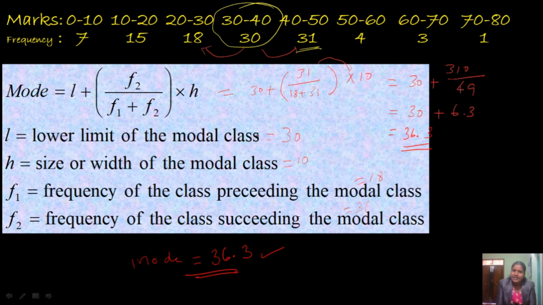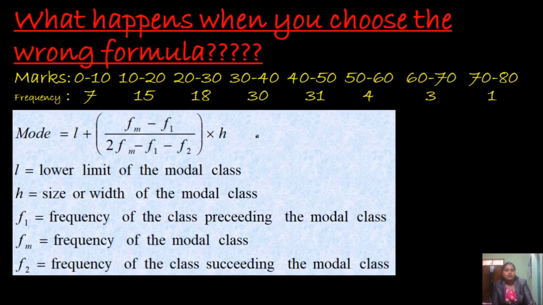Let's cross check what happens if we choose the wrong formula. What happens if we choose the wrong formula in this case? So in this problem, 30 to 40, 40 to 50, the modal class is 30 to 40. Instead of choosing the second formula, if we choose the first formula, that is the interpolation formula, what will be the answer for this problem? That is what we are going to see now.